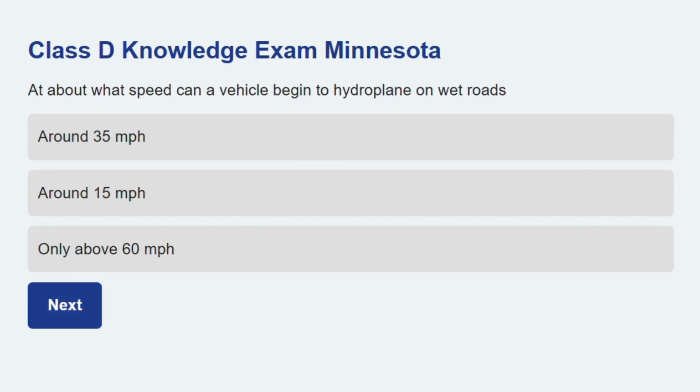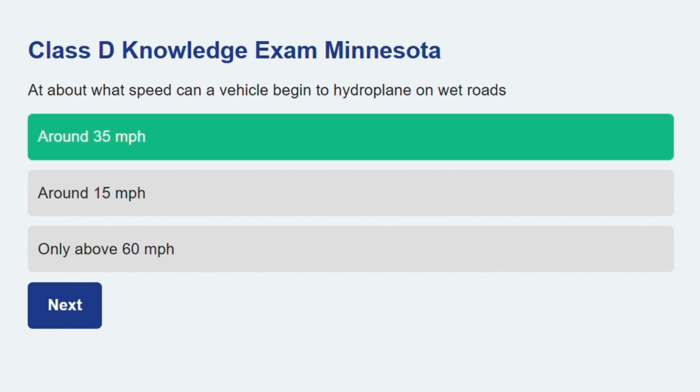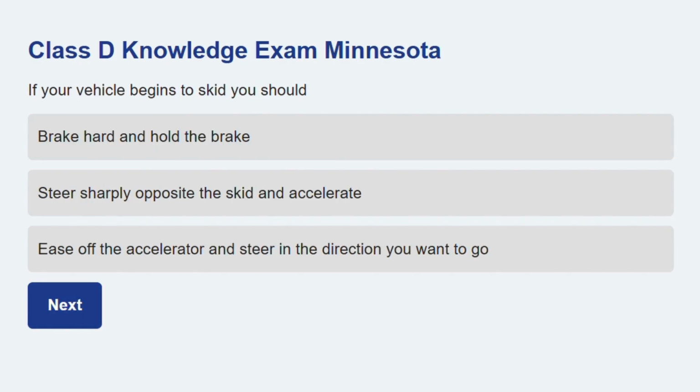Next question. At about what speed can a vehicle begin to hydroplane on wet roads? Around 35 miles per hour. At this relatively low speed, water can build up under your tires faster than it can be pushed away, causing you to lose traction.